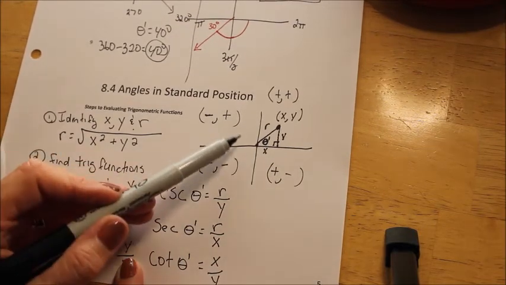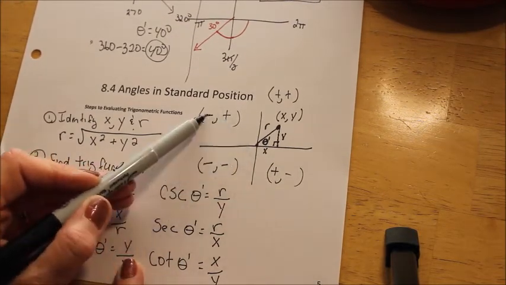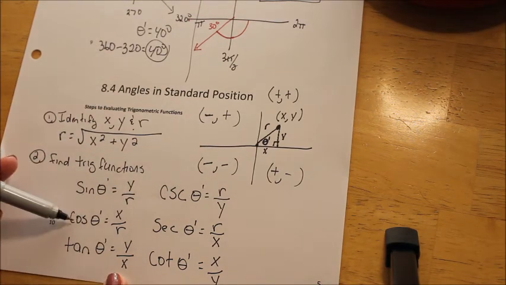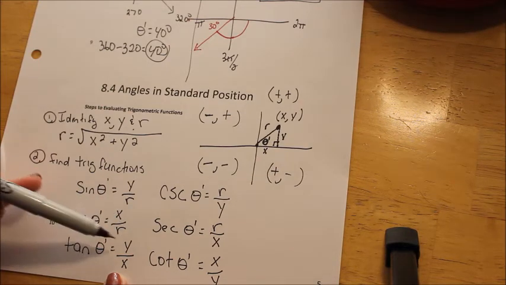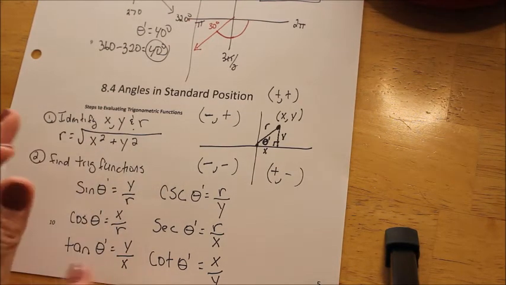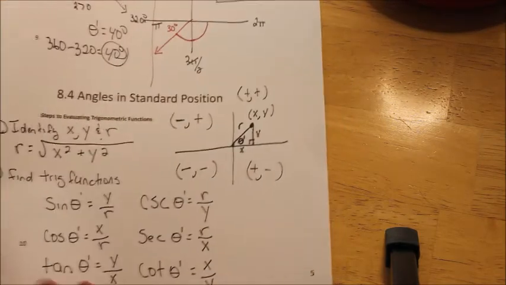And the reason I'm telling you that is because these numbers may become negative. So for instance, if I'm in quadrant 2, anything that has an x in it is going to be negative. So my cosine will be negative, right? My tangent will be negative. That's why I'm telling you that. You're going to need to know that.